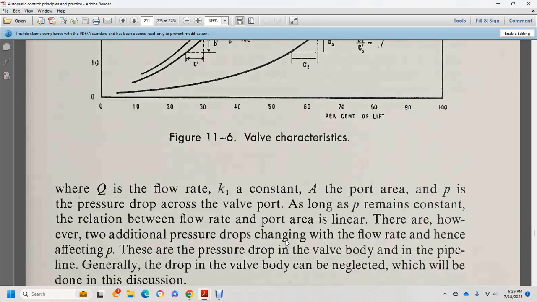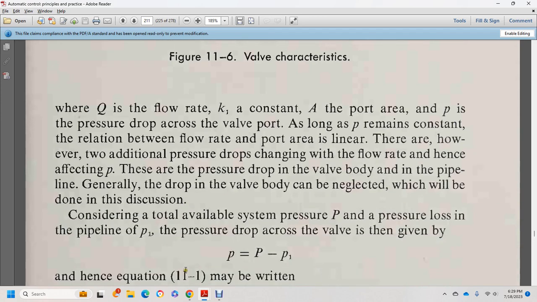Where Q is the flow rate, K1 is a constant, A is the port area, and P is the pressure drop across the valve port. As long as P remains constant, the relationship between the flow rate and the port area is linear. There are, however, two additional pressure drops that change with the flow rate, hence the effect on P, the pressure drop across the valve port. These are the pressure drop of the valve body and of the pipeline. Generally, the drop of the valve body can be neglected. This decision is made considering the total available system pressure and the pressure loss in the pipeline, P1.